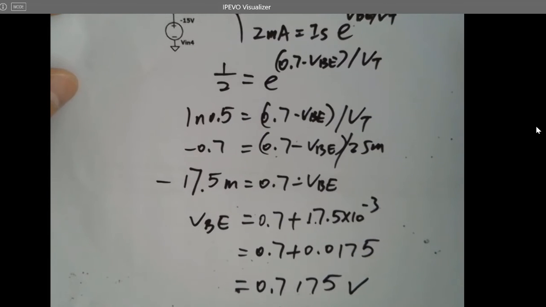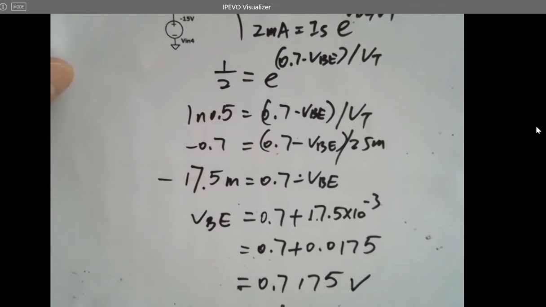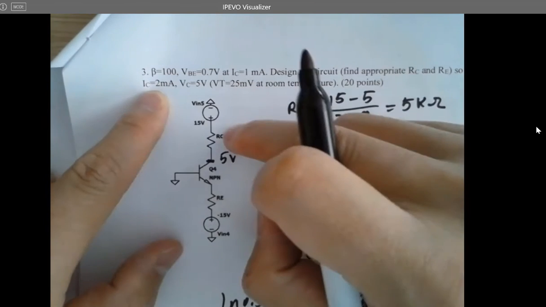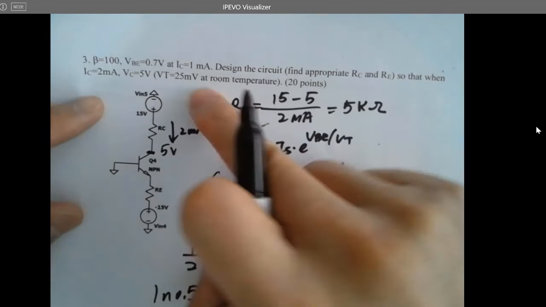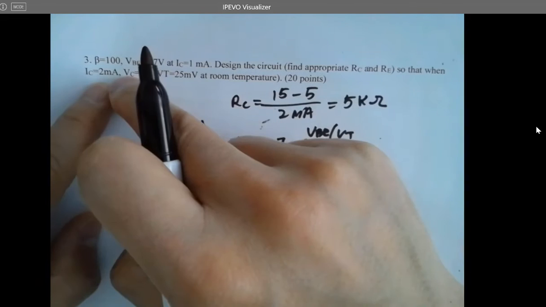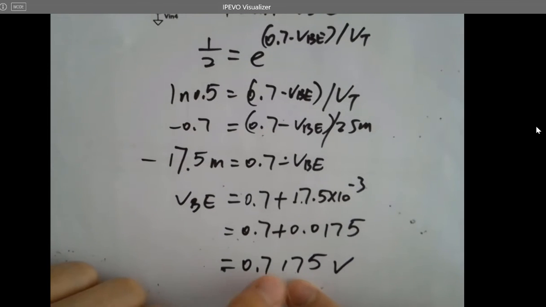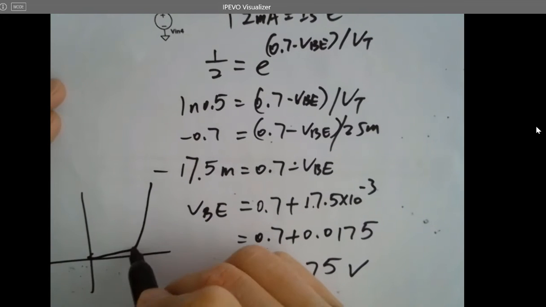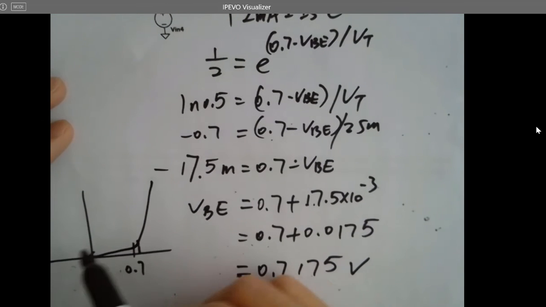Is there anything wrong with the calculation? No, that's right. You know why? Because from 1 milliamp to 2 milliamps, this is a super minor change for the IC, so that's why it's not changing a lot for the VBE as well. If you change your IC from 1 milliamp to 2 milliamps, then the VBE only changes from 0.7 to 0.7175 volts, right? Tiny. Which means for this curve, it's really exponential. Here's 0.7, here's 0.7175. So you get a huge current gain.